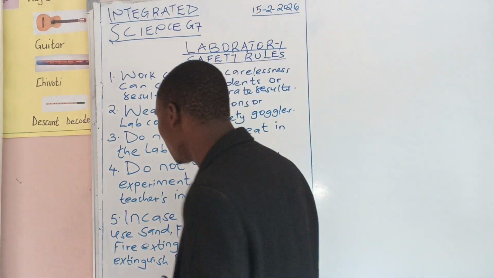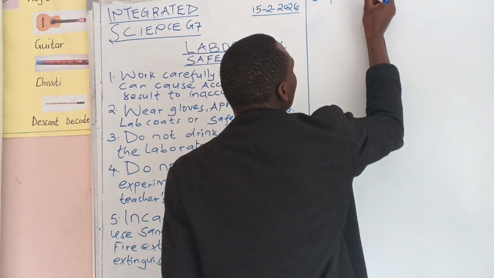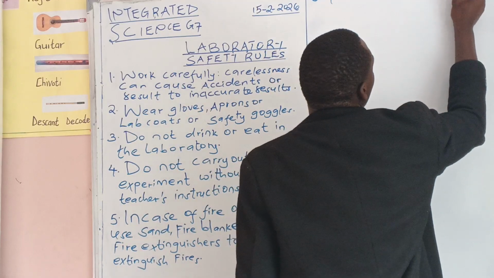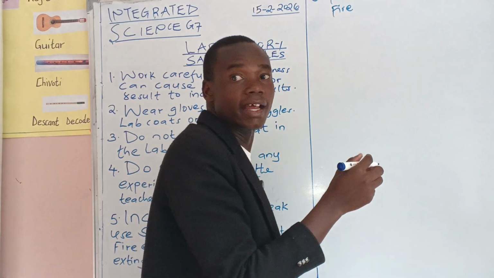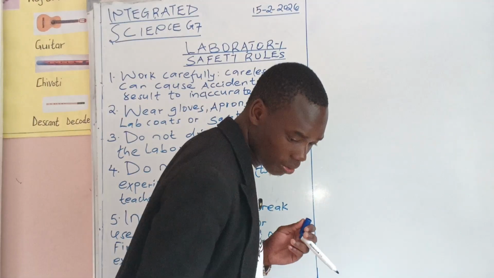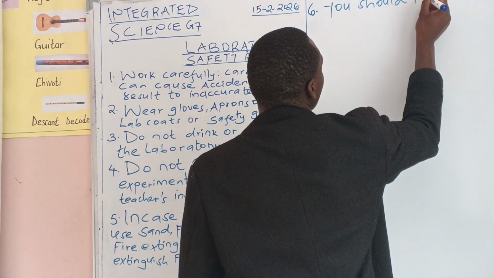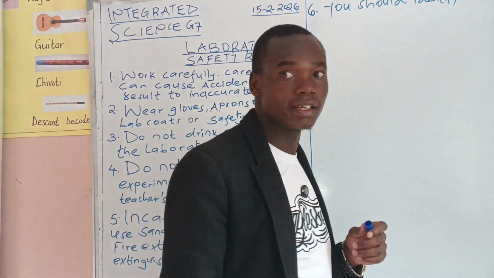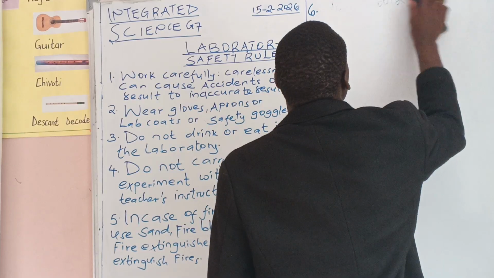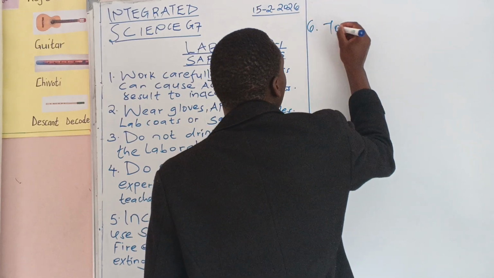And another very important rule, number 6, is that you should identify the fire assembly areas. So you should identify the fire assembly.